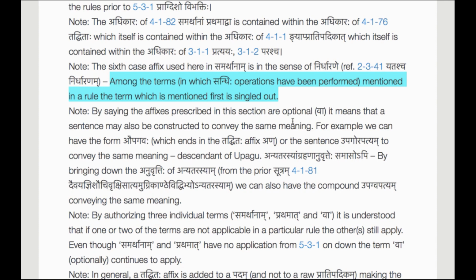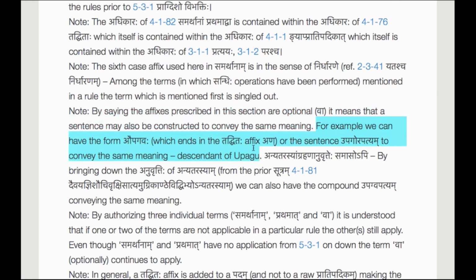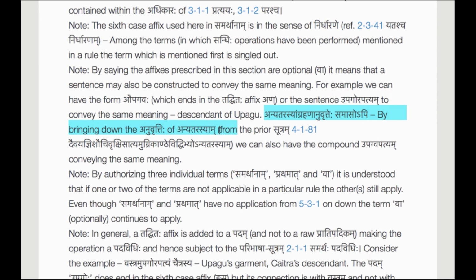The next note clarifies that by saying the affixes prescribed in this section are optional, it means that a sentence may also be constructed to convey the same meaning. For example, we can have the form Aupagavah, which ends in the Taddhita affix an, or the sentence Upagoh apatyam, to convey the same meaning, descendant of Upagu. Anyatarasyam grahananuvritteh samaso'pi. By bringing down the anuvritti of anyatarasyam from the prior sutram 4.1.81, you can also have the compound Upagvapatyam conveying the same meaning. So there are three forms possible.